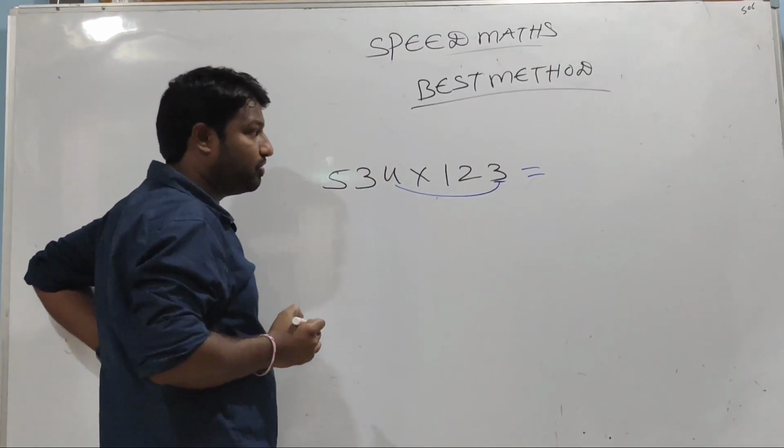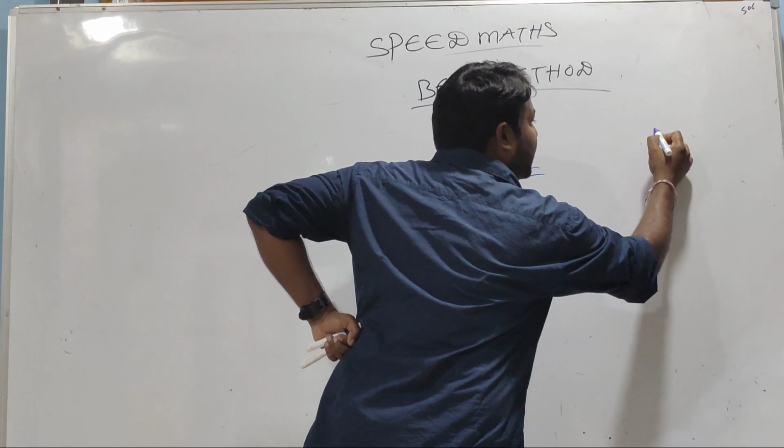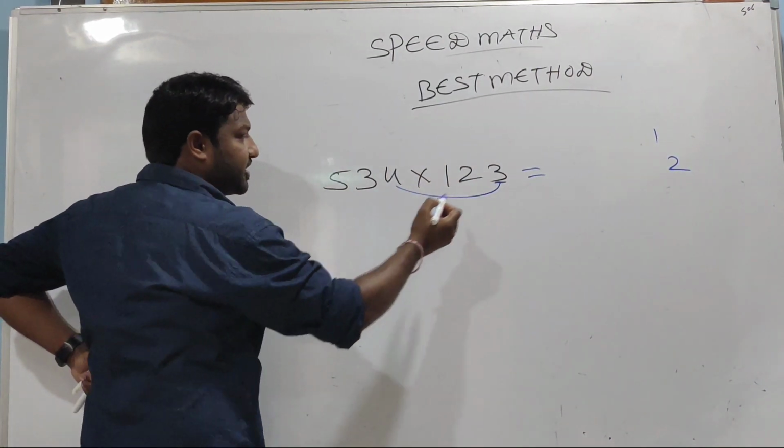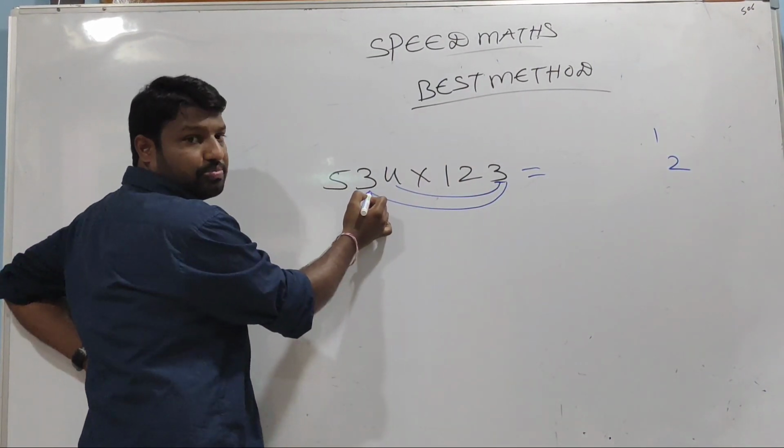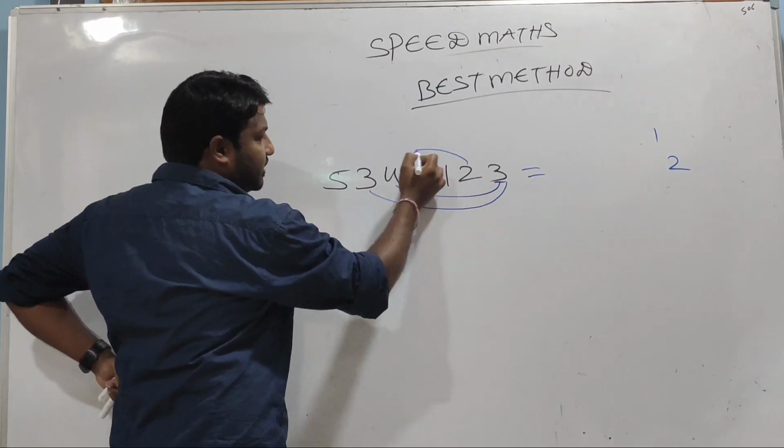3 4s are 12. So I'll write 2 here, carry 1. Next, this will move like this. This will move like this. So this will move like this.